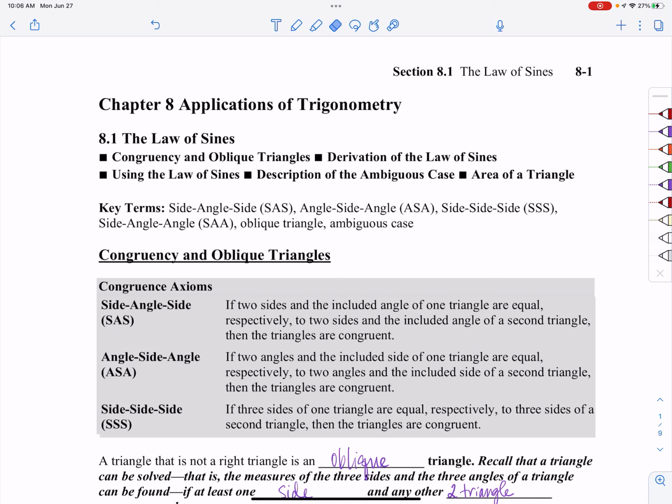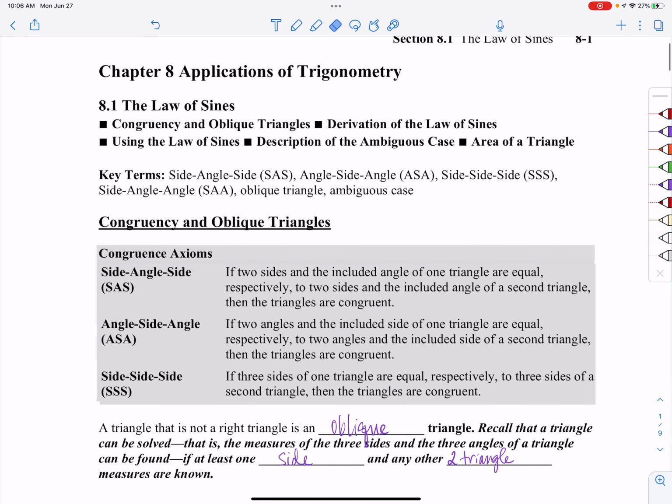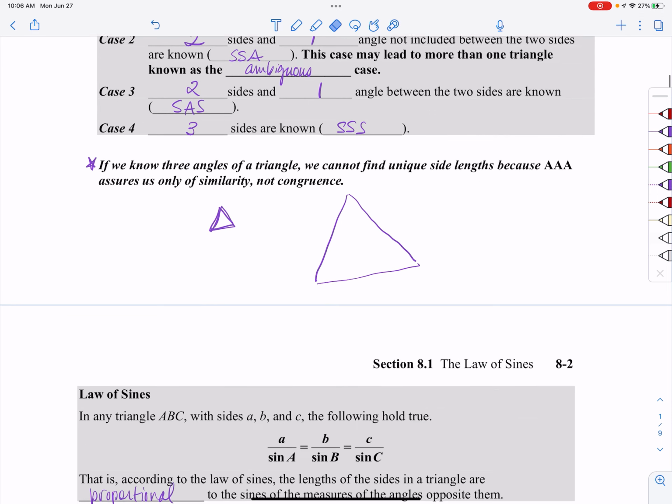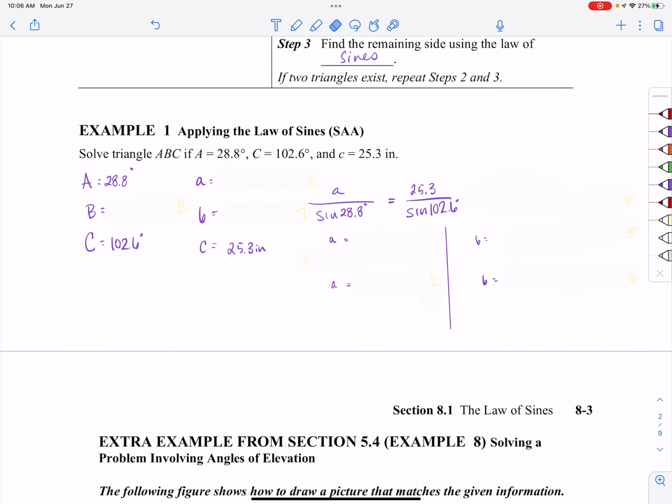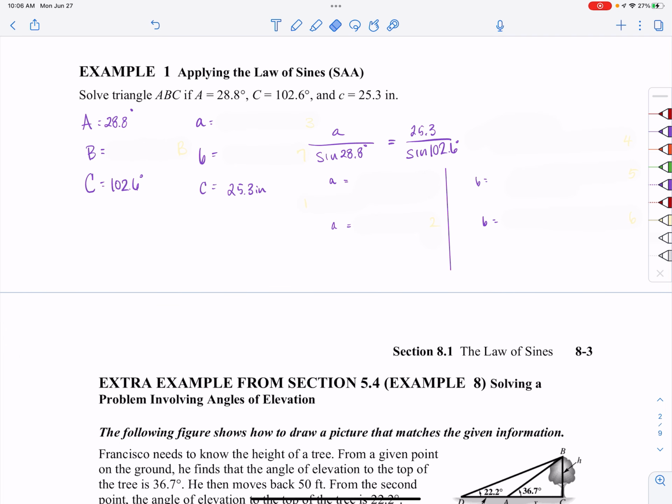Hey folks, this is the second video in section 8.1, and this is going to be using some examples for the law of sines when I'm given two angles. So let's go all the way down then to example number 1.